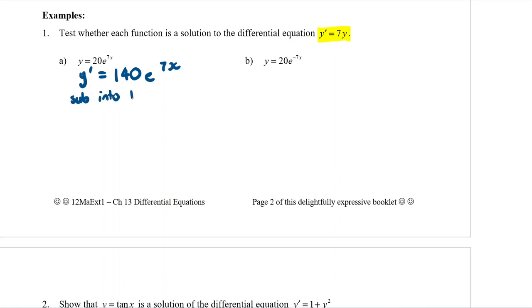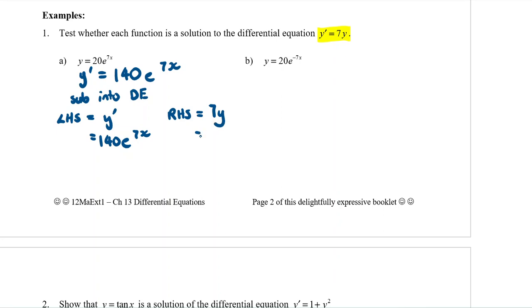it does, but let's show it. Okay, you can't just go, it does. So to sub it in, on the left-hand side of the highlighted yellow differential equation, that's equal to y dash. And we just worked out that y dash was equal to 140 e to the 7x. On the right-hand side of the differential equation, we are given 7y.